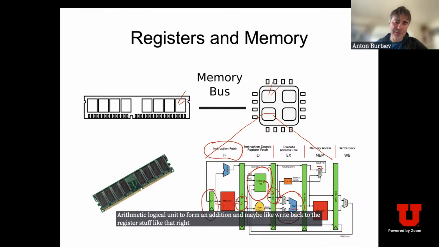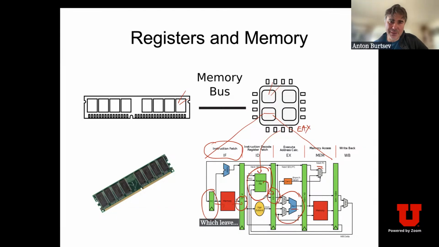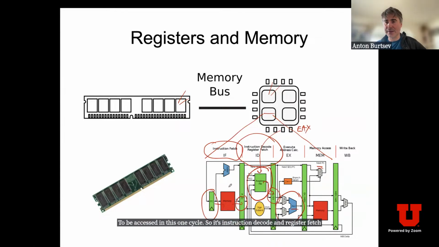And here we just generate the next program counter. So on Intel, the registers live here. I just wanted to make sure that we understand that those are implemented in silicon, and they participate in the execution of the pipeline, right? To be accessed in this one cycle. So it's instruction decode and register fetch immediately in a single cycle.